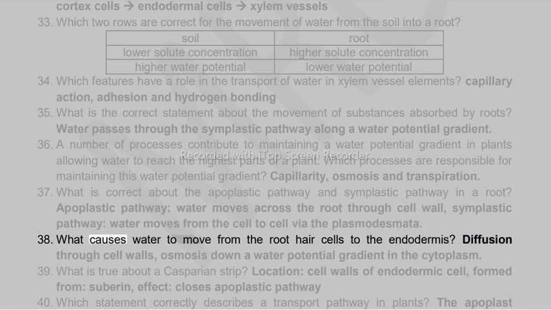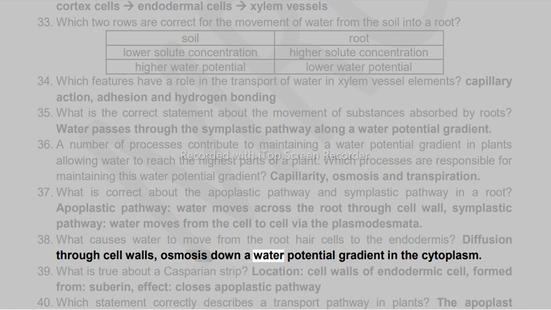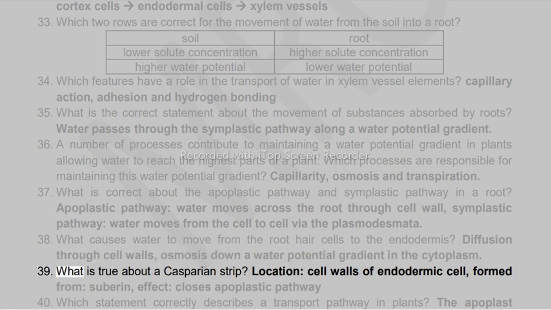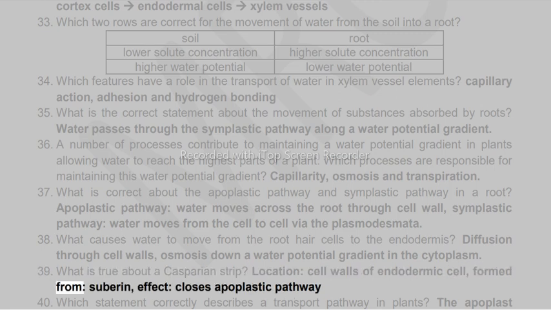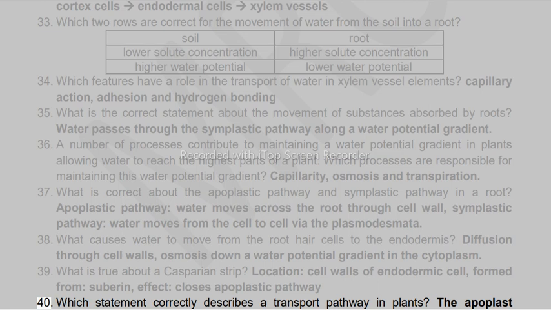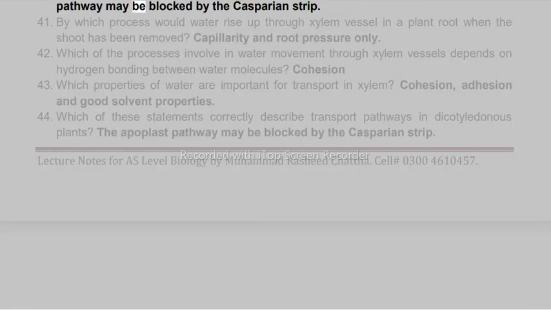38. What causes water to move from the root hair cells to the endodermis? Diffusion through cell walls, osmosis down a water potential gradient in the cytoplasm. 39. What is true about a Casparian strip? Location, cell walls of endodermal cells; formed from suberin; closes the apoplastic pathway. 40. Which statement correctly describes a transport pathway in plants? The apoplast pathway may be blocked by the Casparian strip.